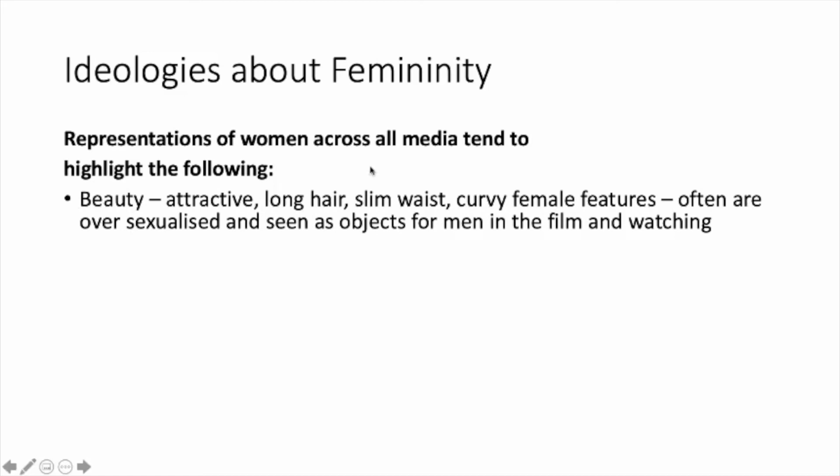All right, and it's the same in superhero films as well. They are often over-sexualized. They often wear tight clothing to reveal their curvy female features, and they're seen to be objectified by men.